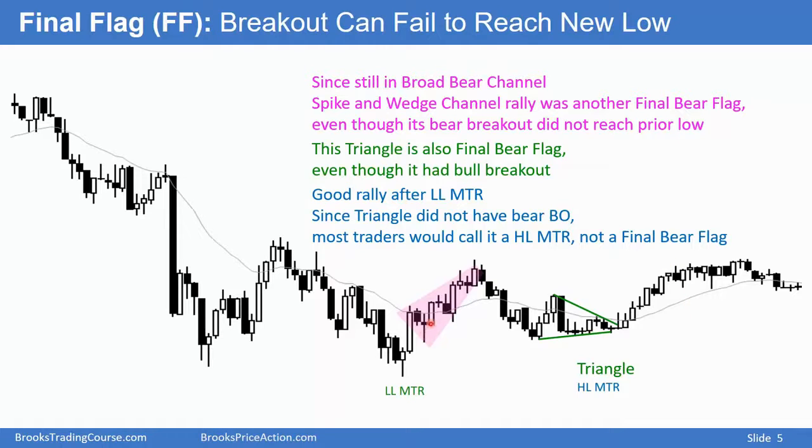We had a good rally after the lower low major trend reversal, and this triangle became part of a higher low major trend reversal and a second leg up. Most traders would call this a triangle and a higher low major trend reversal and not a final bear flag. But in fact, it is a type of final bear flag. Just like this is a final flag, this is a final flag, and this is also a final bear flag. It's also a head and shoulders bottom, left shoulder, slightly lower head, and a right shoulder.